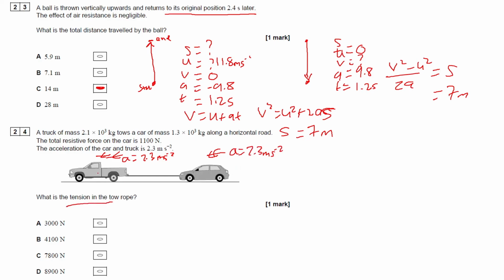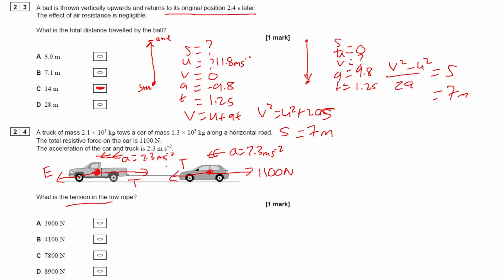So in terms of forces, for this truck we have that there's an engine force, let's call it E, and then there's the tension this way. Can't really do much with that one because I don't know this engine force, so I'm going to look at the forces acting on the car instead. So the force acting on the car to pull it is the tension. That's what I'm trying to work out. And it says in the question that the total resistive forces on the car is 1100 newtons.